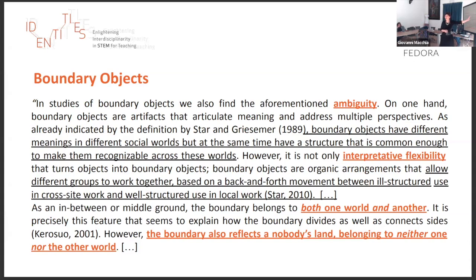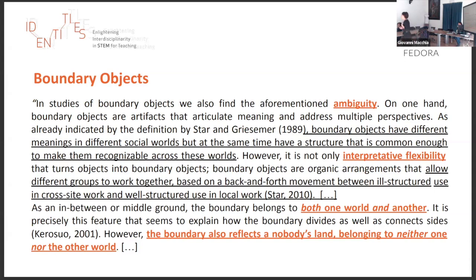Also because this object can belong to one world, a discipline, and another world, but at the same time neither; it belongs neither to one world nor the other. So it has this double nature, both-and, neither-nor.